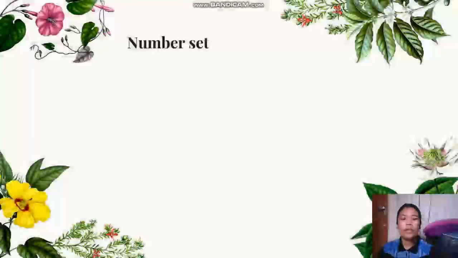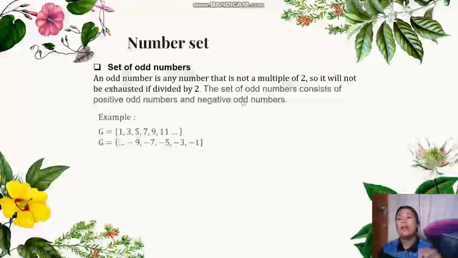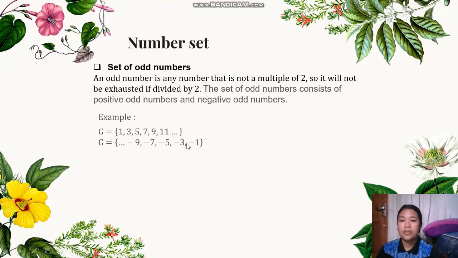Next, the set of odd numbers. An odd number is any number that is not a multiple of 2, so it will not be exhausted if divided by 2. The set of odd numbers consists of positive odd numbers and negative odd numbers. This is an example of positive odd numbers, and this is an example of negative odd numbers.